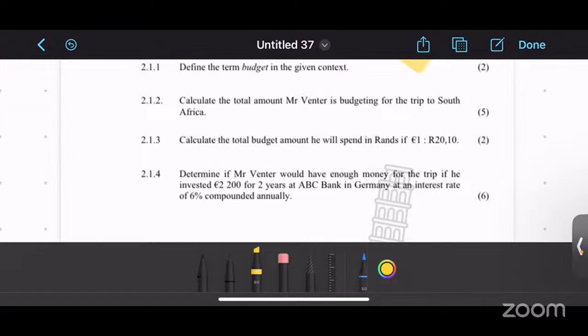2,000. And 474 rands 80 cents. And that is your final answer. And then my final answer is where I gave a conclusion, which I said since the amount I got is much higher than the one that he planned, meaning that Mr. Venter would have enough money for the trip.